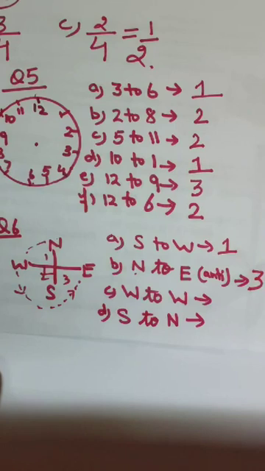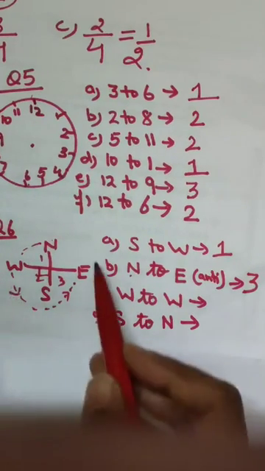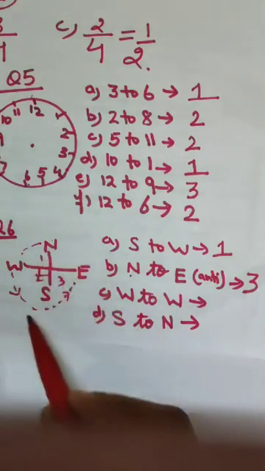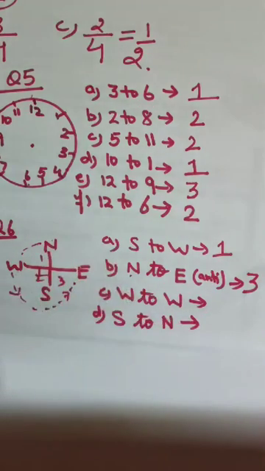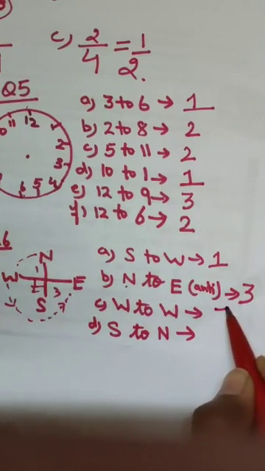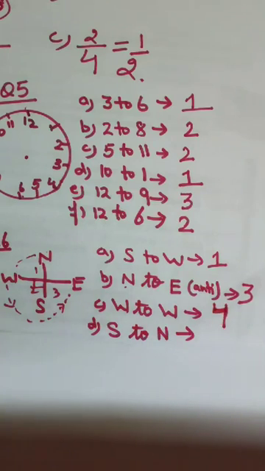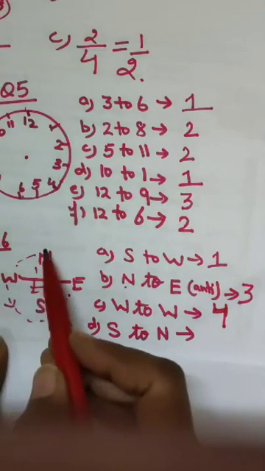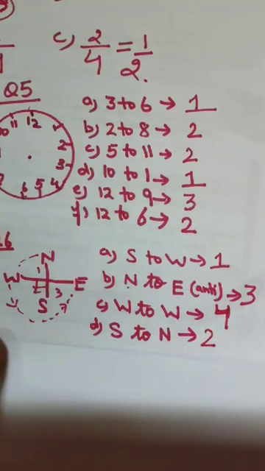West to west. When we are moving from west to west, it is one complete revolution. You started at west and ended at west. West to west is one complete revolution, and it will make 4 right angles. South to north, it will make 2 right angles.